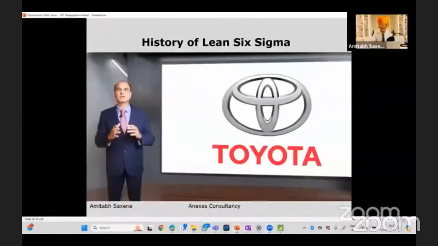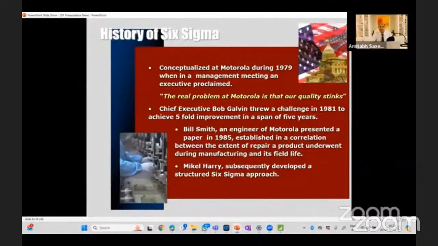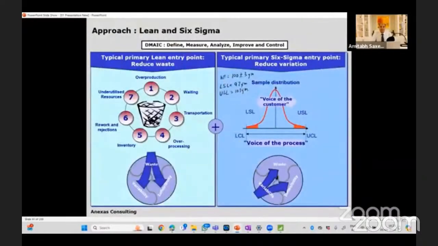Let me expand this a little bit before I tell you what is Lean and Six Sigma, which of course the slide adequately describes. Because when I say, what is Lean and what is Six Sigma, some people generally ask me what is the difference between Lean and Six Sigma. So that also I will tell you. Some of you are already asking me that. I will talk about that.